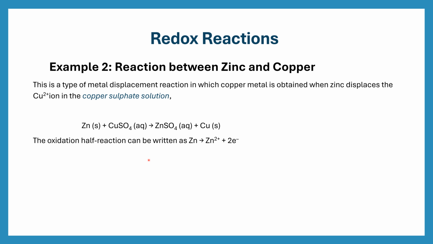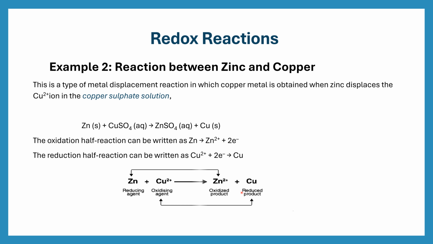Looking at the electron transfer in the oxidation half-cell reaction, zinc actually loses 2 electrons becoming Zn2+ ions. So 2 electrons are being released by the zinc. Meanwhile, in the reduction half-cell reaction, copper ions in the solution gain these 2 electrons and are reduced to metallic copper. So Cu2+ ions from the solution gain these 2 electrons and form solid copper.